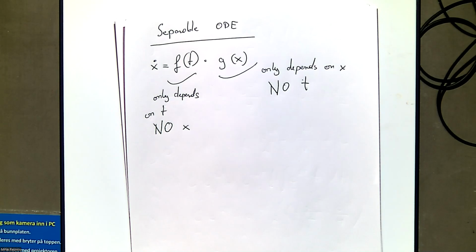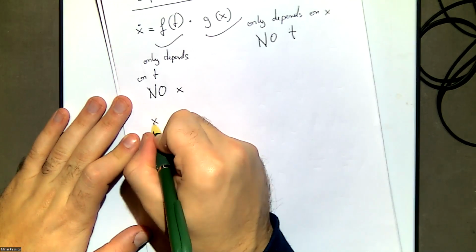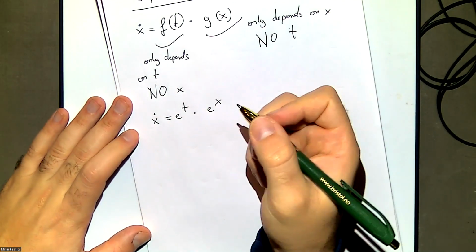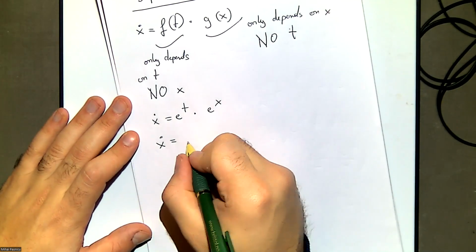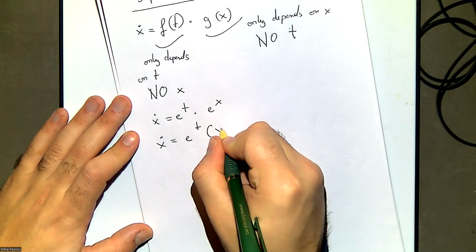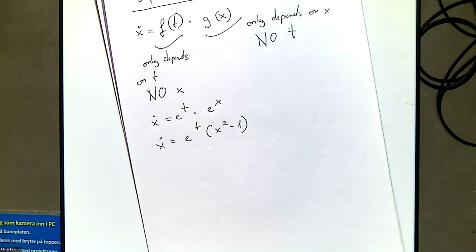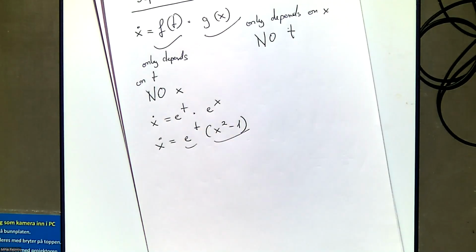They can be written as two terms where one of them only depends on t, and one of them only on x. Examples are something like x dot is equal to e to the power of t times e to the power of x, or x dot is equal to e to the power of t times x squared minus 1. Right? This thing only depends on x, this thing only depends on t.